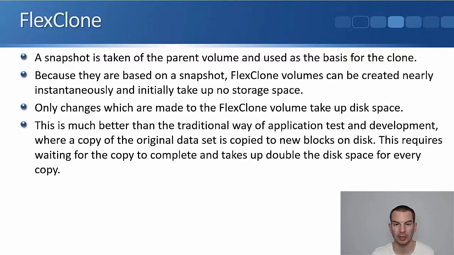The way that they work is a snapshot is taken of the parent volume, and that is used as the basis for the clone. Because they're based on a snapshot, FlexClone volumes can be created nearly instantaneously, and they initially take up no storage space, just like our normal snapshots. Only changes which are made to the FlexClone volume take up disk space, again like our normal snapshots.